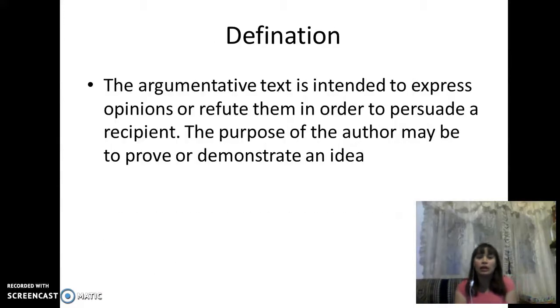And now I'm gonna tell you the definition. The argumentative text is intended to express opinions or refute them in order to persuade a recipient. The purpose of the author may be to prove or demonstrate an idea.